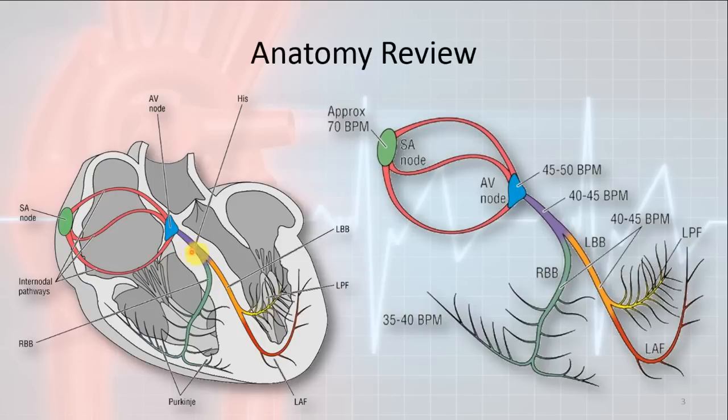As you can see, the His bundle right here. The purpose of the His bundle is to bypass the atrioventricular septum. There is a non-conductive wall that goes between the atria and the ventricles right here, and the His bundle is responsible for going through that atrioventricular septum. Once it gets through that, the next thing the electrical system does is bifurcate into the right bundle branch and then the left bundle branch, which then bifurcates into the anterior and posterior fascicles.